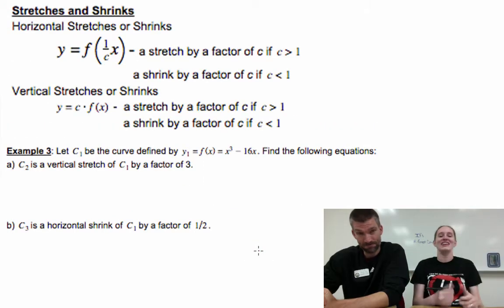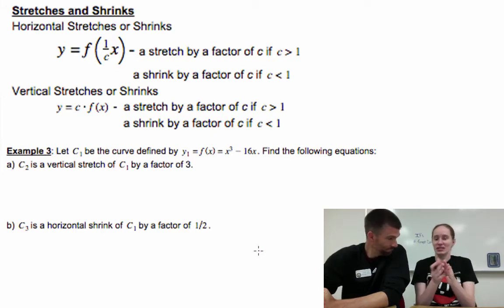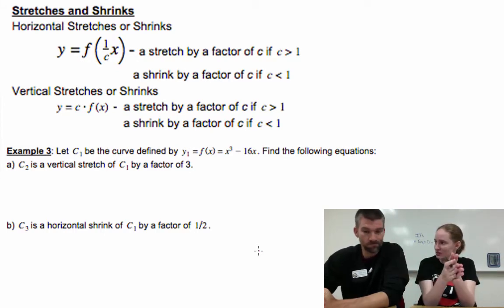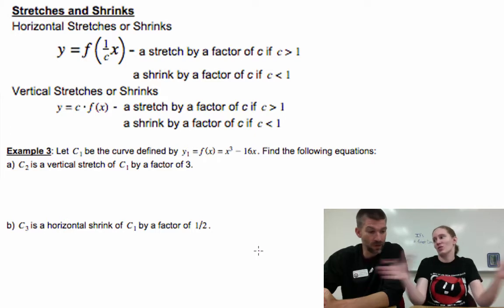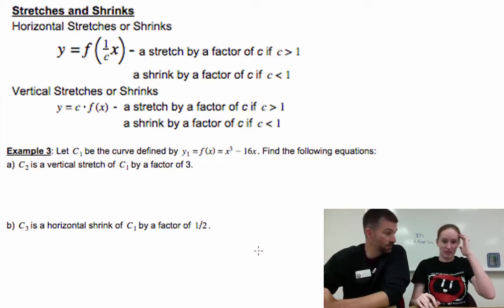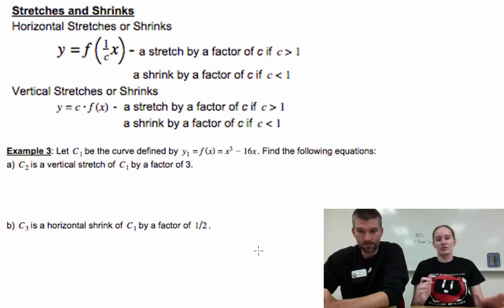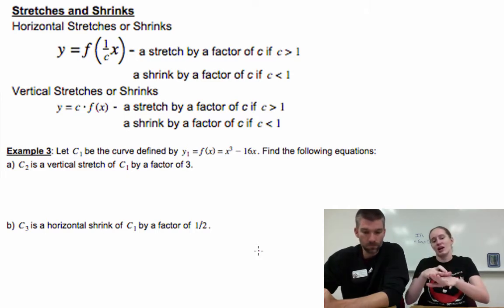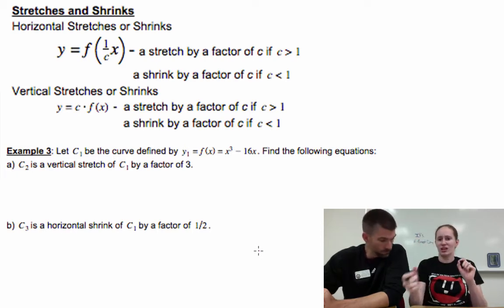Stretches and shrinks. Yay. A horizontal stretch or shrink is where our graph is going to be stretched or shrunk horizontally. Like that bus in Harry Potter. A vertical stretch or shrink is where what we have is going to be stretched vertically or shrunk vertically. Now, at some point you may be like, aren't those kind of the same things?